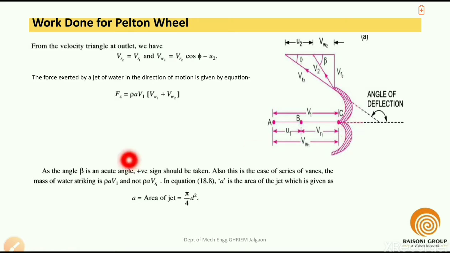Now what is small a? Small a is the area of the jet. If small d is the diameter of the jet which comes out from the nozzle and strikes the buckets, then small a is the area of the jet.